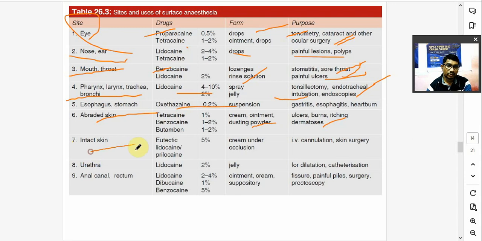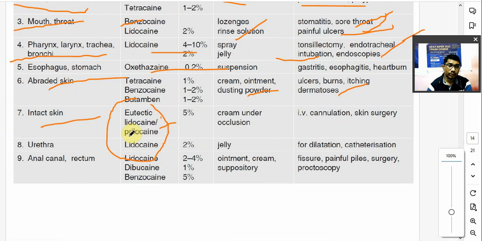On intact skin, a eutectic mixture of lidocaine and prilocaine is used. When lidocaine and prilocaine are mixed, there is a formation of an emulsion. When they are mixed they become eutectic. Eutectic mixtures are mixtures where there is a decrease in the melting point.